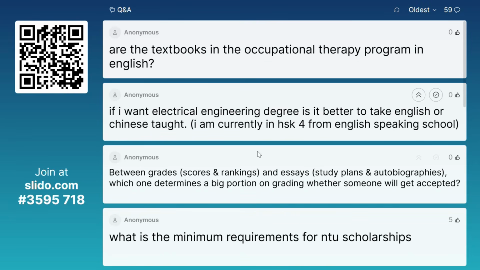Are the textbooks in the occupational therapy program in English? Because this is a Chinese-taught program, the courses and professors will speak in Chinese, but I think some of the textbooks are in English. Almost all, actually. Yeah.